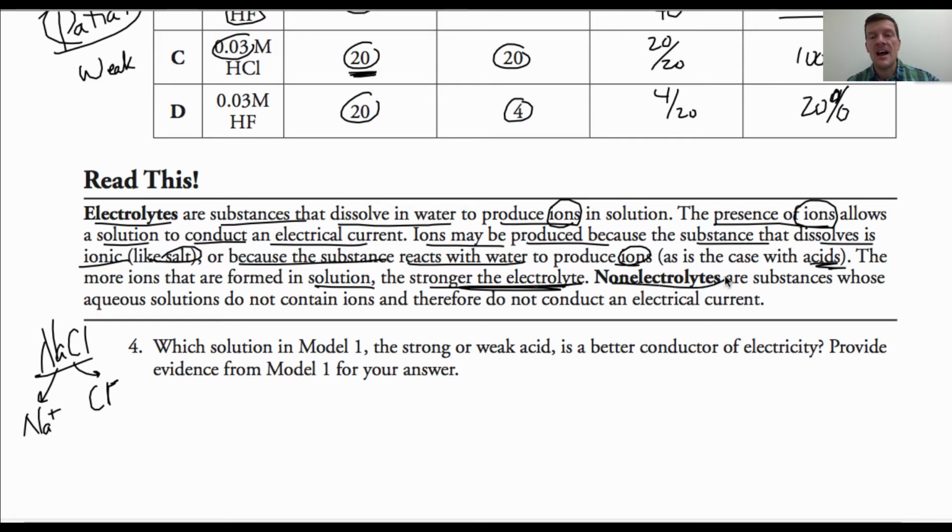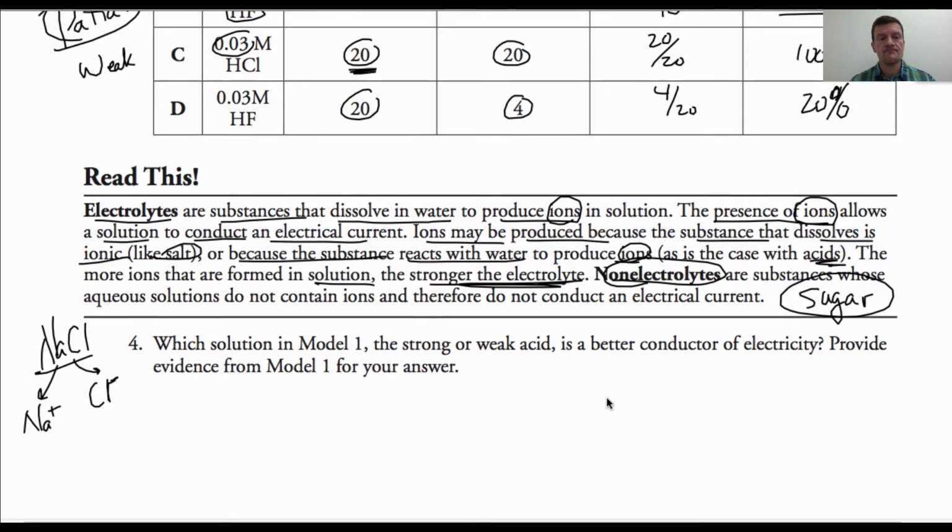Okay? Non-electrolytes are substances whose aqueous solutions do not contain ions and therefore do not conduct electrical current. So for example, sugar will dissolve in water because it's polar, but it doesn't create ions. It doesn't break apart into ions. So sugar water is not going to conduct electricity. Salt water will.